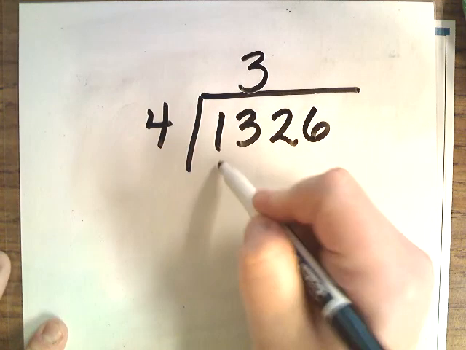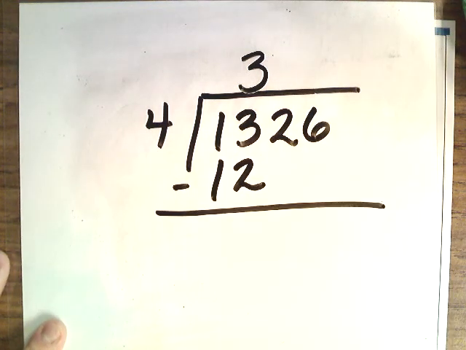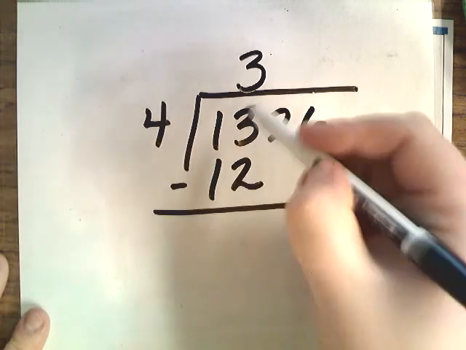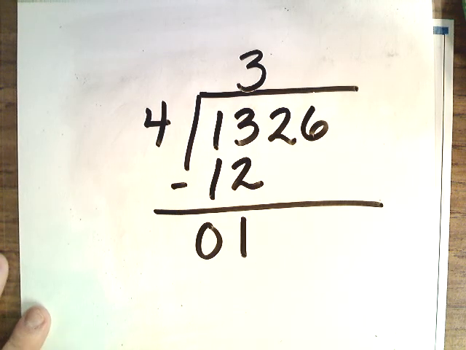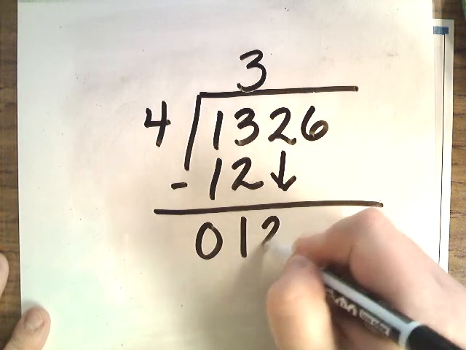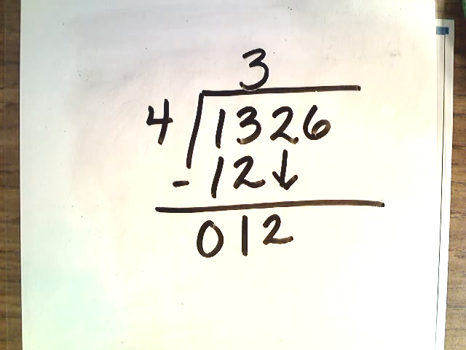3 times 4 is 12, and we subtract. 3 take away 2 is 1. 1 take away 1 is 0. And we bring down that next number. Okay? If you have to pause or go back, please do so.